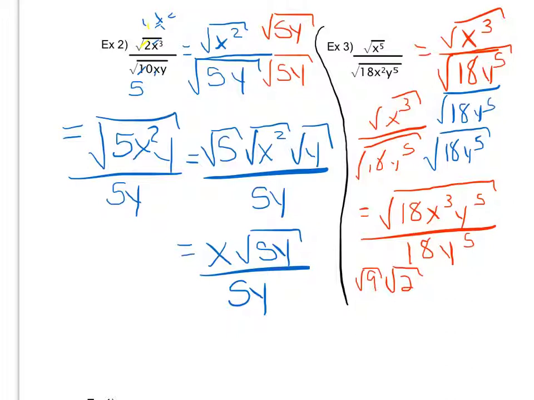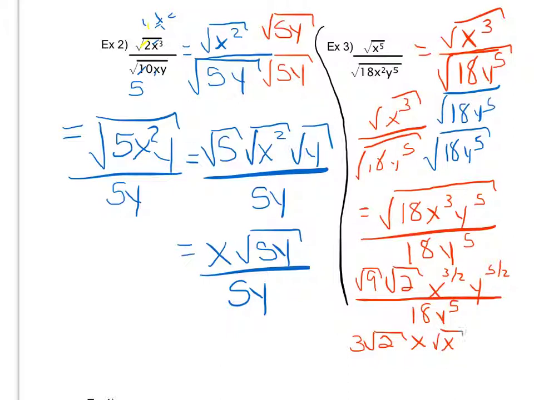If you like exponents, I would have x to the 3 over 2, y to the 5 over 2, all over 18 y to the 5th, giving me 3 times the square root of 2. 2 goes into 3 once, and 1/2. I'm running out of room, so I'm going to anticipate that that 1/2 is going to change back into a radical, so I'm going to do it now.